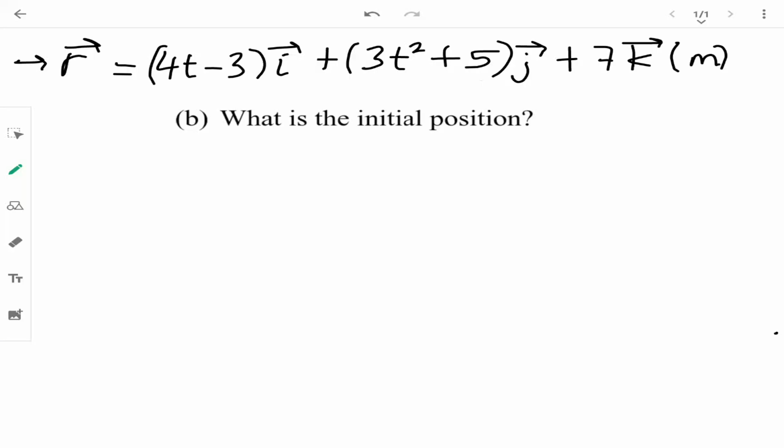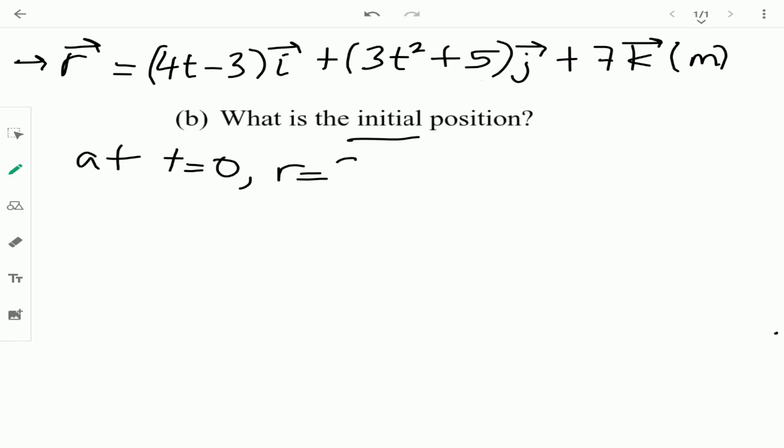Okay, let's do it together. What is the initial position? The trick word here is the word initial. Let's underline it. Initial means the first. So when is the first position happening? At time equals 0. So in short, the question can be summarized as at time equals 0, r equals question mark. What is r?